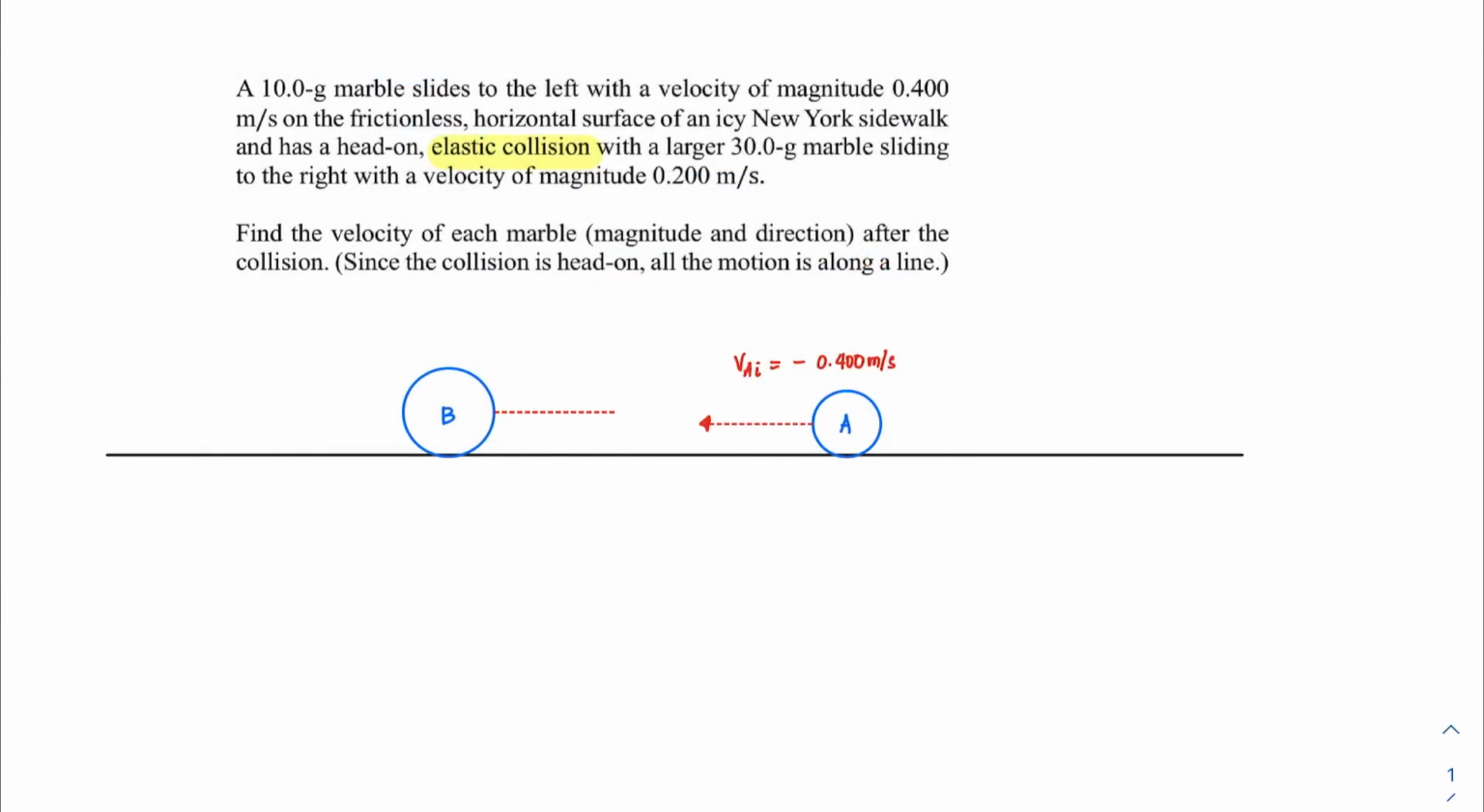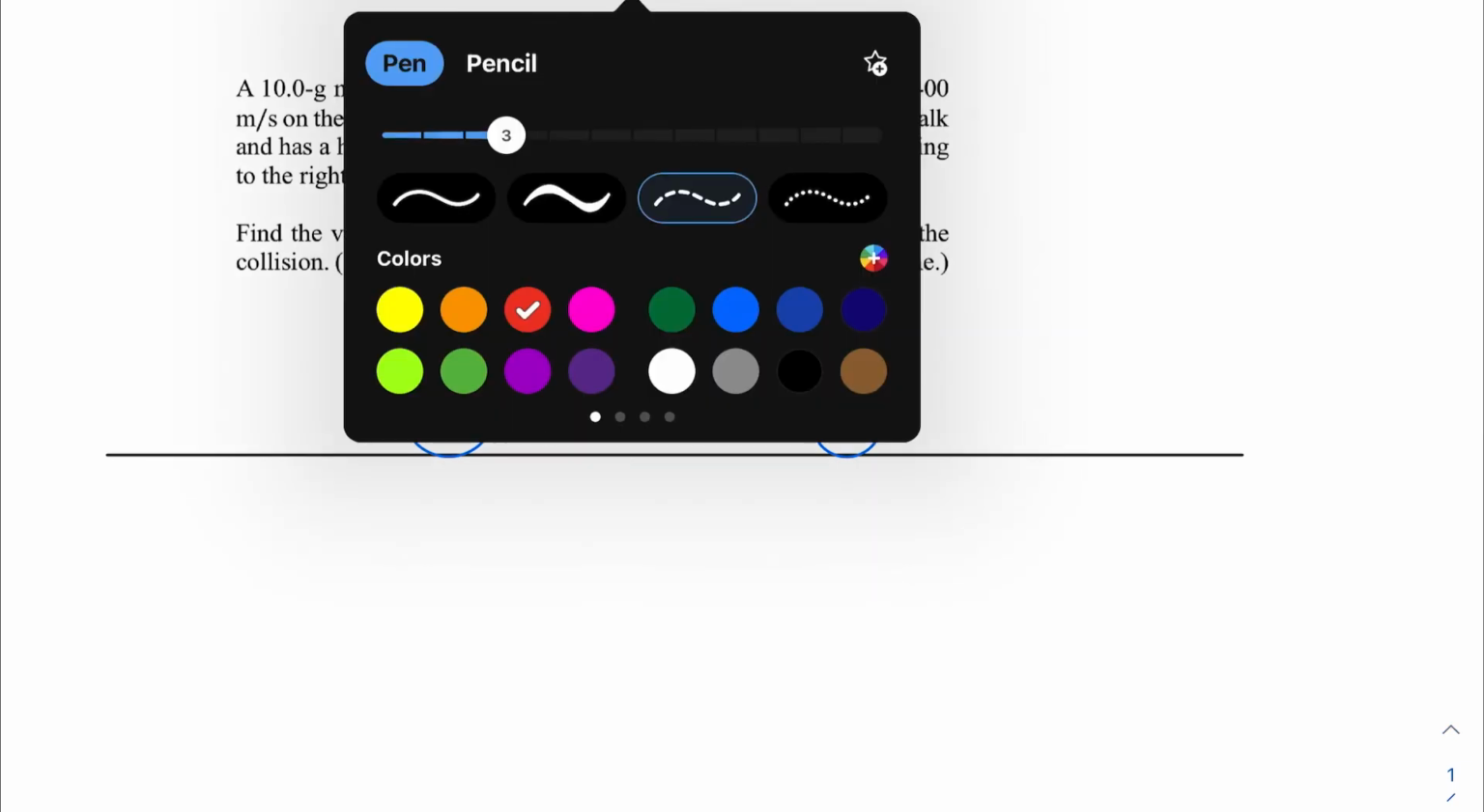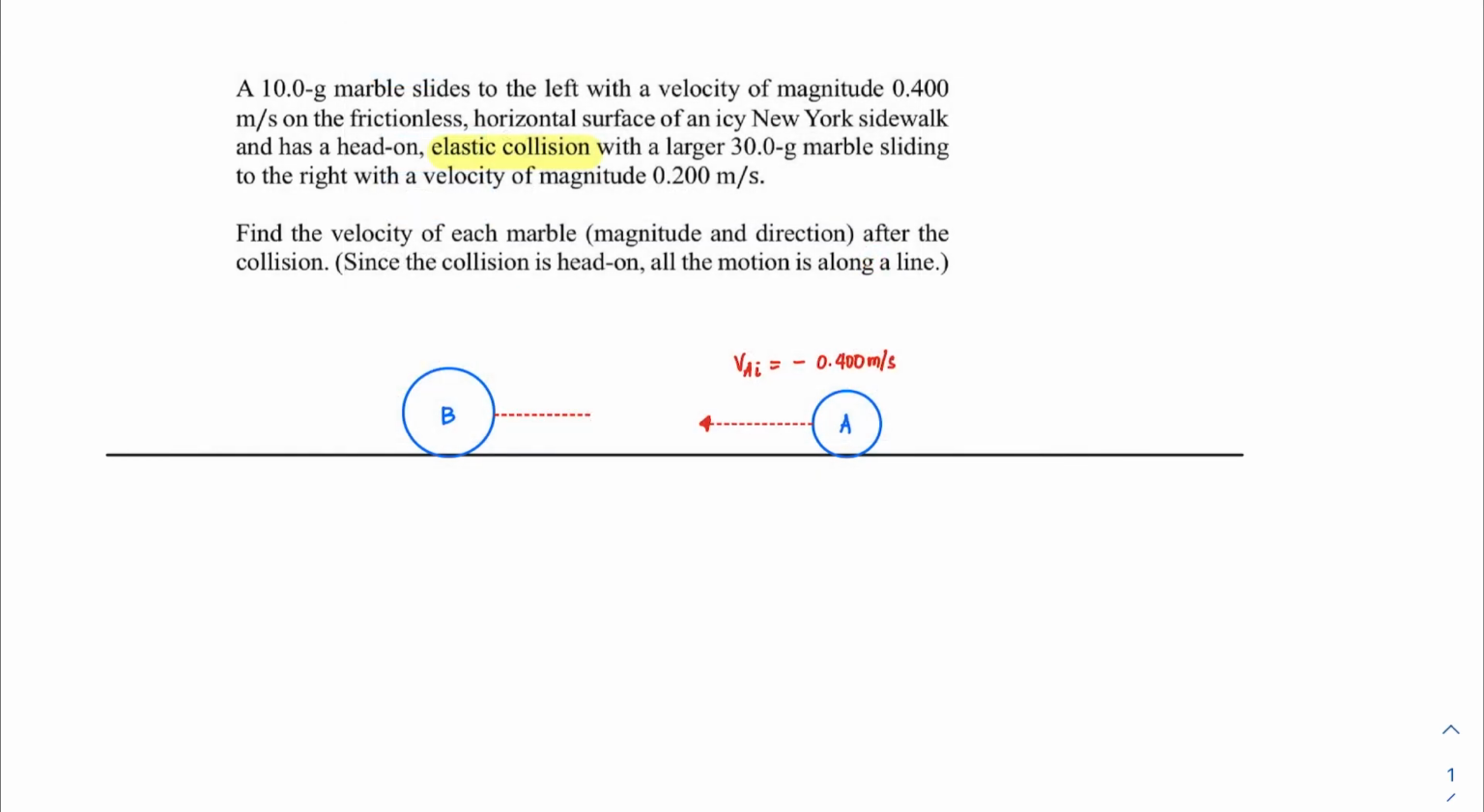I'm going to sketch an arrow. It should be a slightly smaller arrow, sorry. Okay, that one, and it's moving towards the right at a velocity as stated in the problem, 0.200. So that's VB initial, and that would be positive 0.200 meters per second. Positive because whenever I have direction going to the right, that would be positive, and moving to the leftward direction will bear a negative sign.